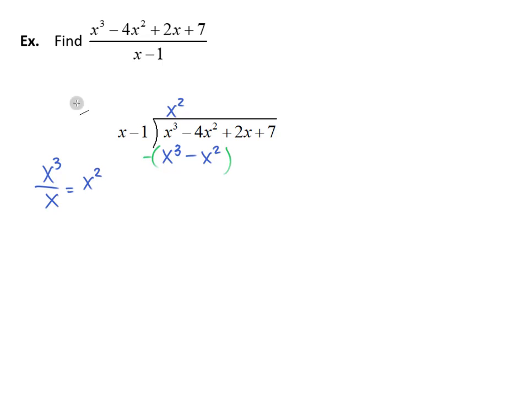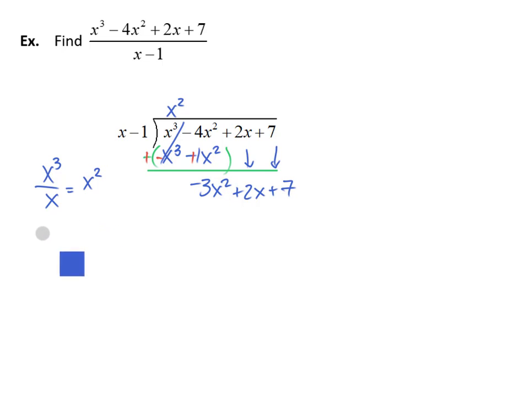Okay, subtract this line. And we're going to do that by adding the opposites. So add the opposites, and now we can get rid of some stuff here. Those cancel out. Negative 4x squared and positive 1x squared make negative 3x squared. So then we're just going to drop down the rest of the polynomial, our 2x and plus 7. And then we repeat.